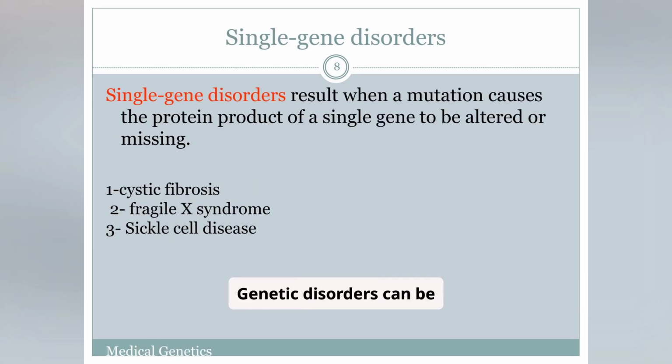Genetic disorders can be broadly classified into several categories. These include single-gene disorders, chromosome disorders, multifactorial disorders, somatic cell genetic disorders, and mitochondrial disorders. Each category has distinct underlying mechanisms and patterns of inheritance.